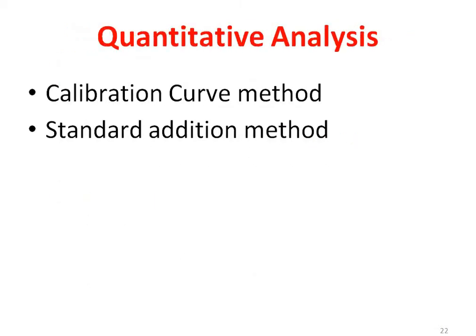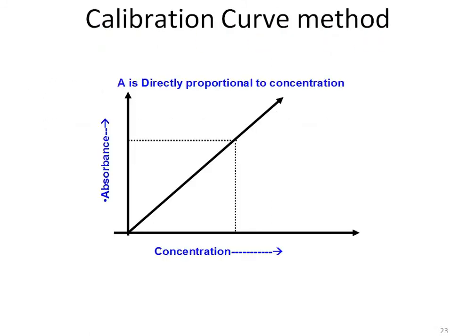Now coming to the quantitative analysis by using atomic absorption spectroscopy. The quantitative analysis can be done by using the calibration curve method and the standard addition method. The absorbance is directly proportional to the concentration, so we can get a calibration curve having a straight line, and by using this straight line calibration curve we can determine the unknown concentration. Calibration curve method we have already discussed, and the link is provided in the description box.